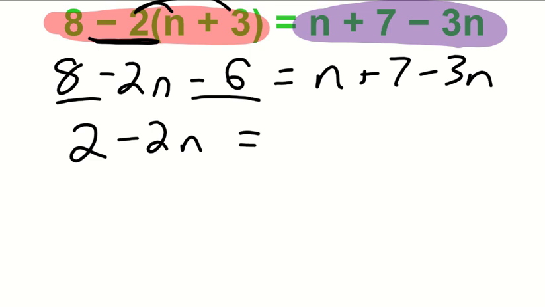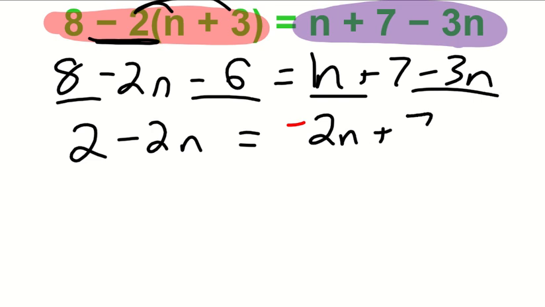All right. On this side, I got n and a -3n. Remember, when it's just a variable by itself, it's like there's a 1 there, right? Signs are different. We subtract. Use the sign of the bigger number. I don't know why it changed to red, but we got -2n, and then we got +7.